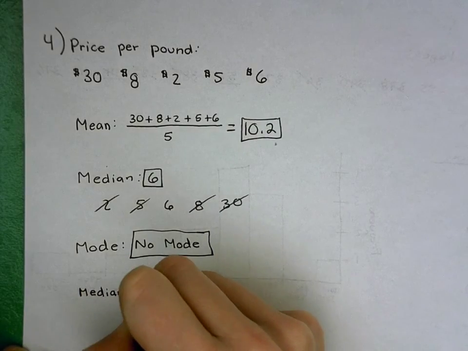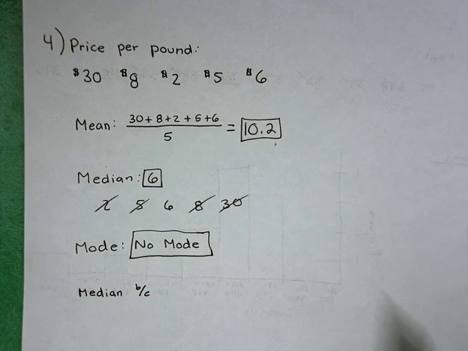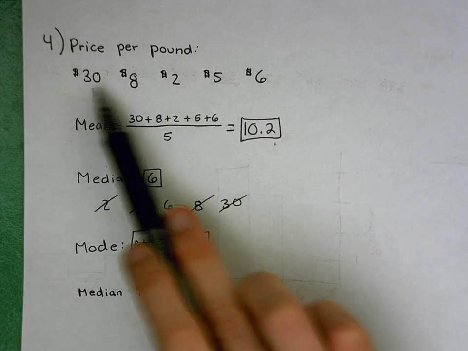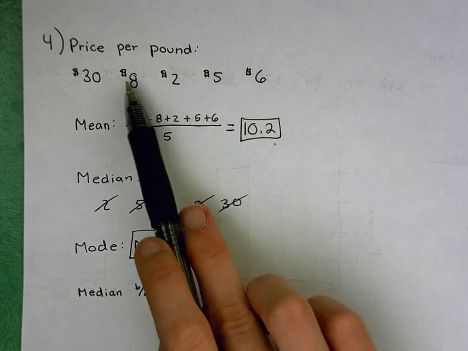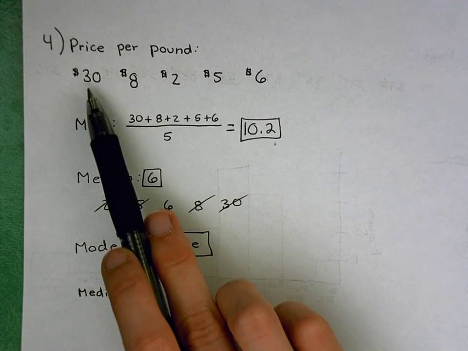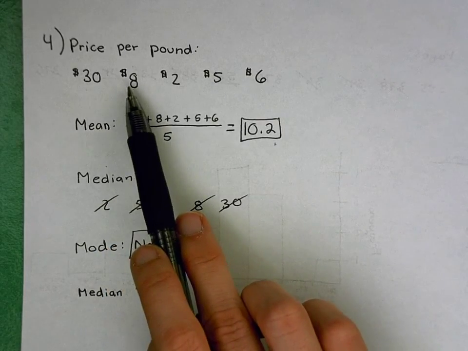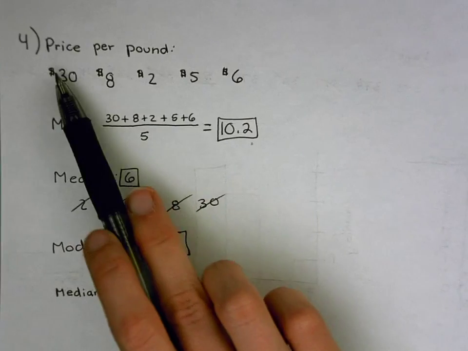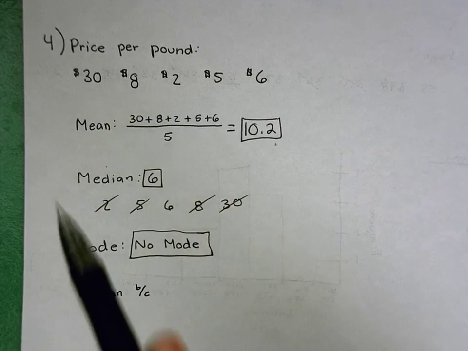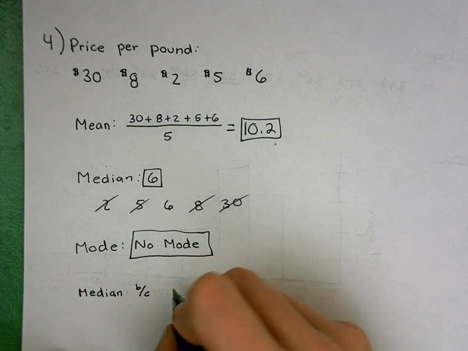Okay? And the answer as to why is because as you look at this data, we actually do have an outlier in this case, right? 2, 5, 6, and 8 are all kind of clustered. 30's 22 more than our next highest number, right? This is an outlier here. And because it's an outlier, we're going to use our median.